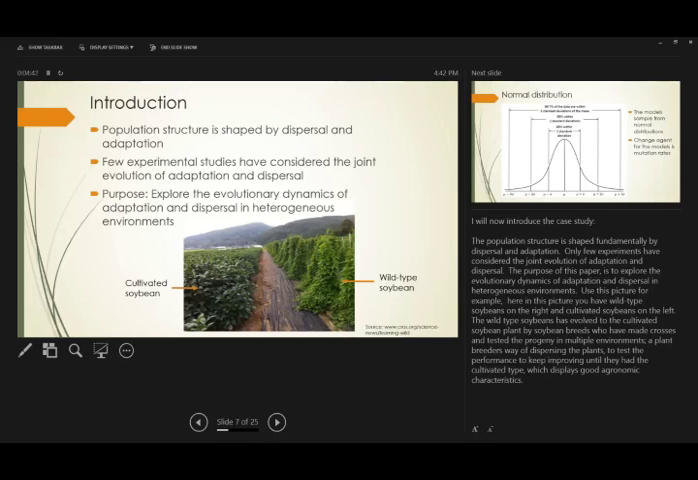Use this picture for example. Here in this picture we have the wild type on the right and we have the cultivated soybean on the left. The wild type soybean has evolved to be the cultivated soybean by breeders who have made crosses, which is the breeder's way of dispersing the plants to test the performance to keep improving until they had the cultivated type, which displays good agronomic characteristics.